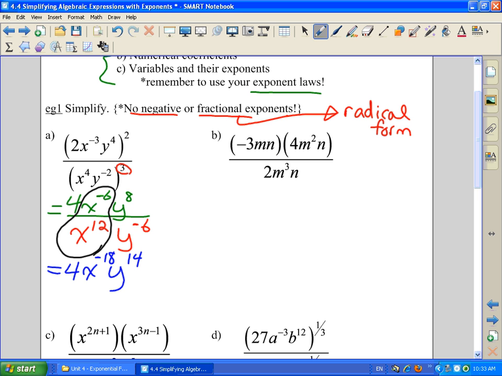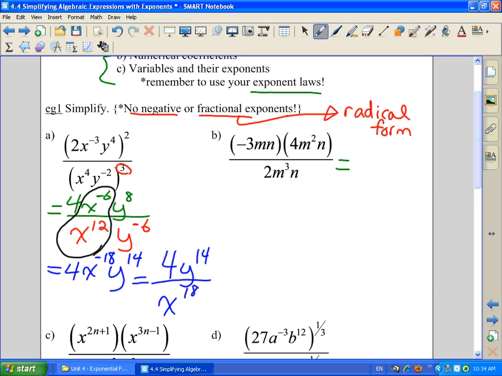Let's double check. Do we have any negative or fractional exponents? Well, we have one negative, and that's our x. So to fix that, we're going to leave the 4 on top because it's positive there. We're going to leave the y to the 14th. And then as a denominator, we're just going to write x to the 18th. So basically, I've just taken the reciprocal of the x to the negative 18th term. Good. Let's take a look at our next example, b.